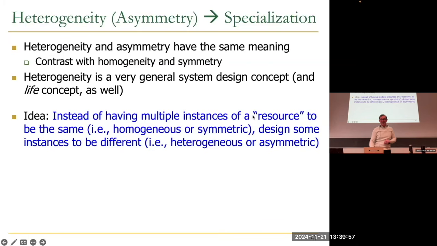Essentially, the idea is instead of having multiple instances of a resource be the same, in other words, homogeneous or symmetric, design some instances to be different, i.e. heterogeneous or asymmetric. This is the design perspective. The other perspective is, because I cannot design all of the resources to be the same, I'm going to let them be different, or I don't have any control, right? You can also think about it that way. And we've kind of seen that, right? With refresh, for example. I cannot make every single DRAM cell the same leakage, so I'm going to live with whatever I have.